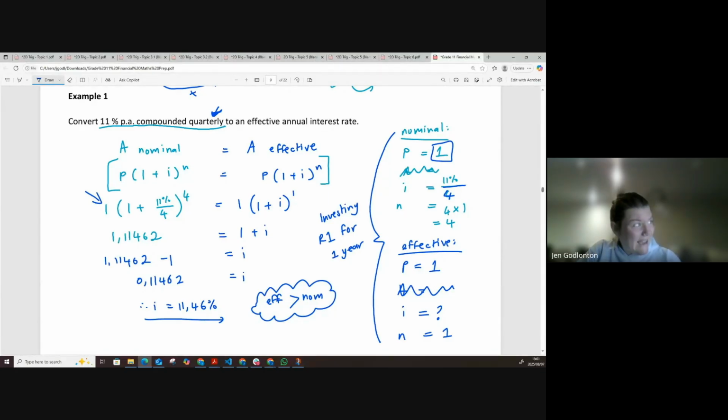And that is how we convert between nominal and effective interest rates. Take a screenshot if you would need. Please feel free to ask questions if I've said something that doesn't make sense.